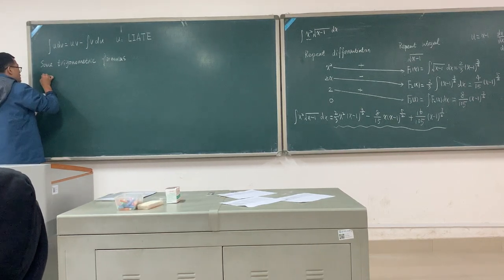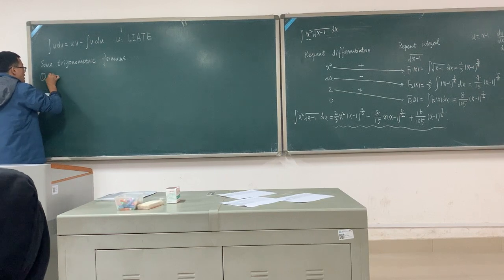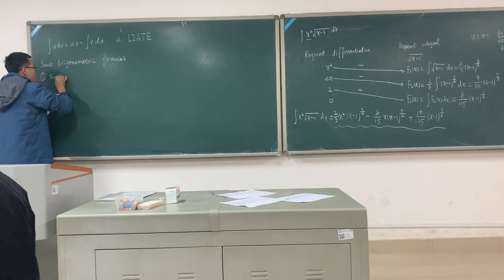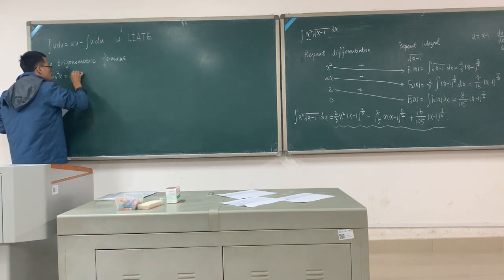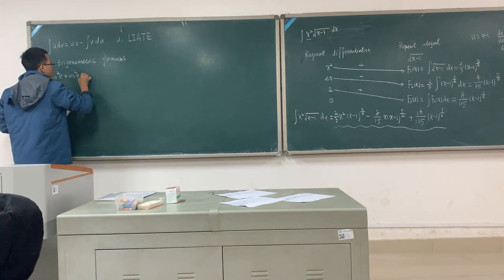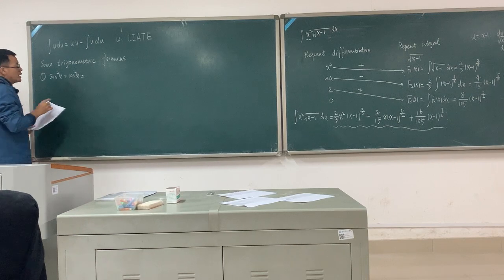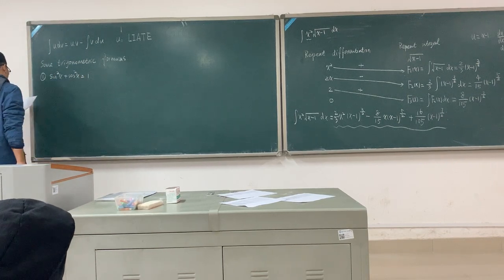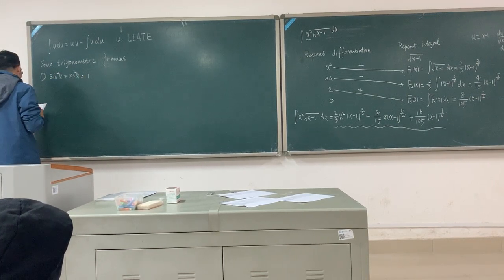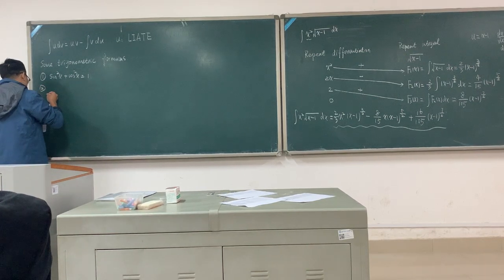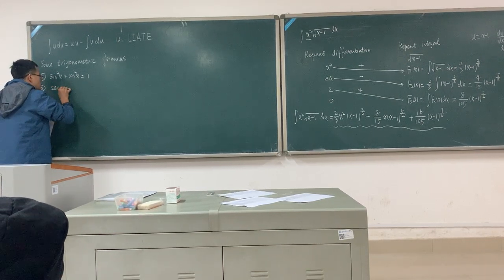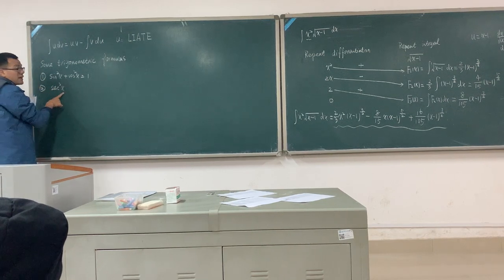So the first is sin squared x plus cosine squared x equals what? Equal to 1. Okay, so that is the first formula. So the second formula means the secant squared x.